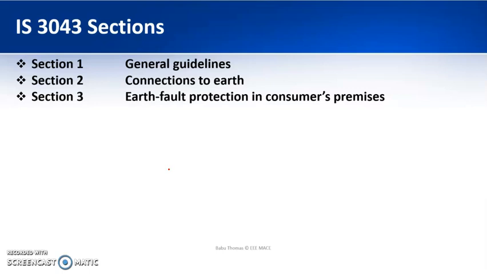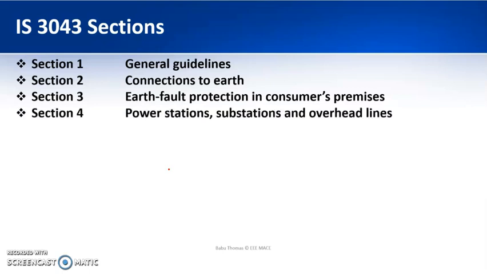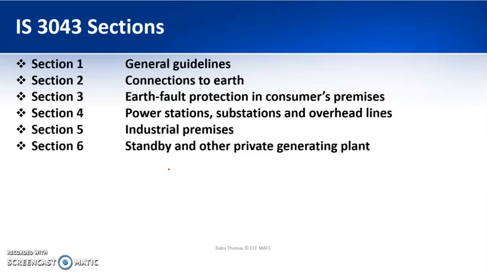Section 3 is related to earth fault protection in the consumer's premises. What are the steps to be carried out in the consumer's premises in order to have protection? The fourth section is related to the power station, substation, and overhead lines, that is, how earthing is implemented in the power station and other entities. Section 5 is related to earthing in industrial premises. Section 6 is related to standby and other power generating plants. You can refer to a standby diesel generator, how the earthing has to be done. It is discussed in section 6.